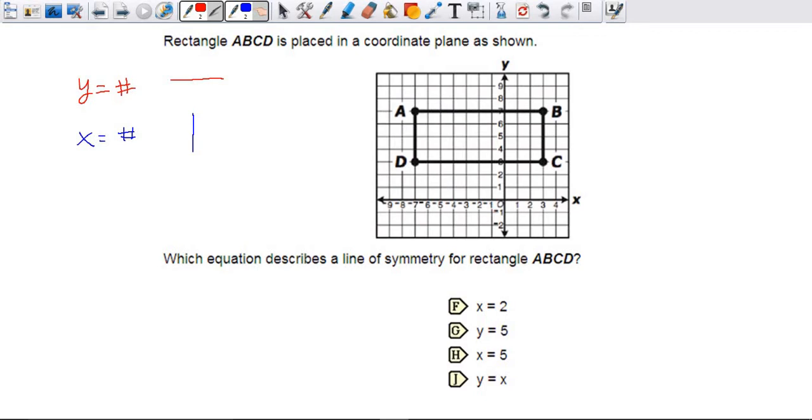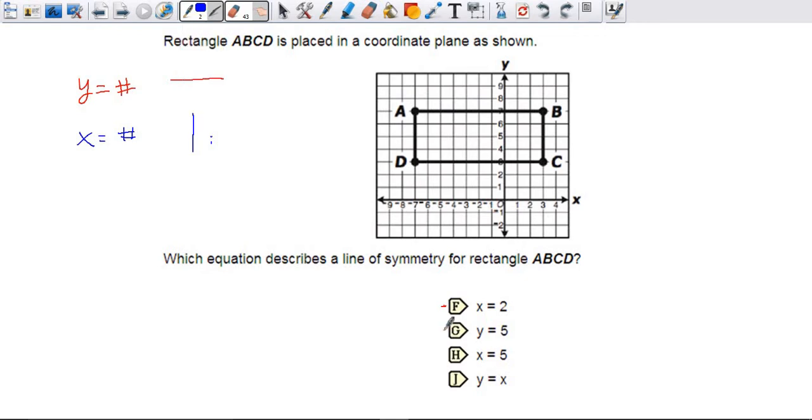So let's go through and eliminate some of these options. The first one we look at says x equals 2. If I look at x equals 2, well, we know looking back up here that x equals 2 is going to be a vertical line where x is 2, which would be right here, correct? So is that a line of symmetry for the image? Clearly not, because it's shifted way too far to the right, correct? Let's try the next one here.